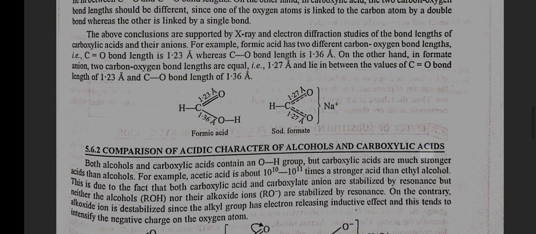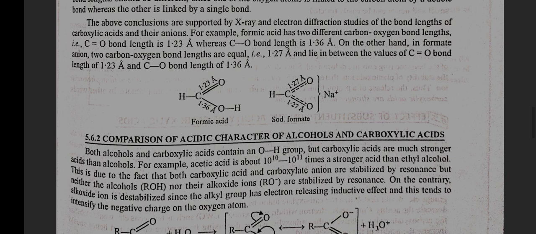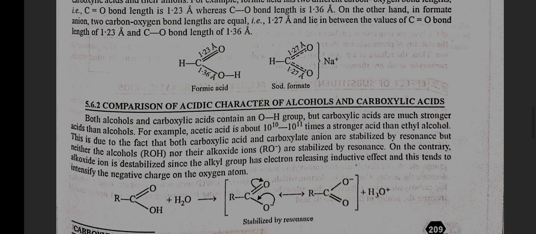For example, formic acid has two different carbon-oxygen bond lengths, that is, the C double bond O bond length is 1.23 angstrom, whereas the C single bond O bond length is 1.36 angstrom. On the other hand, in the formate anion the two carbon-oxygen bond lengths are equal, that is 1.27, and lie in between the values of 1.23 and 1.36.